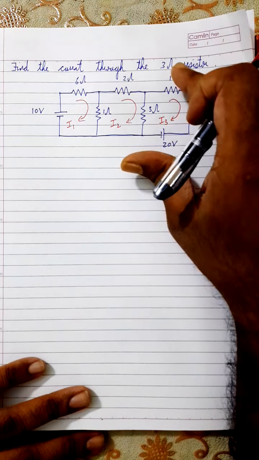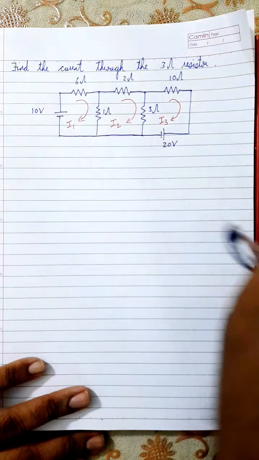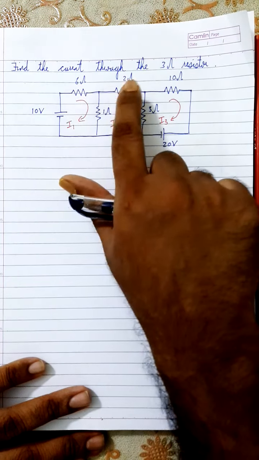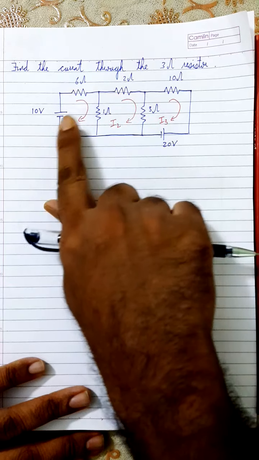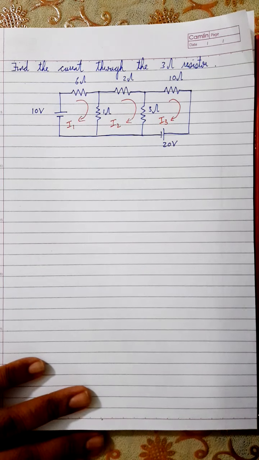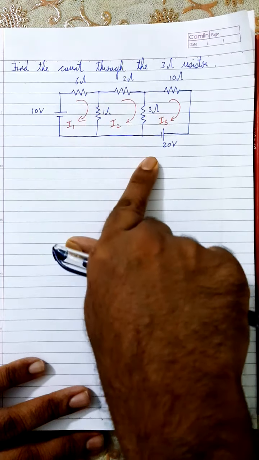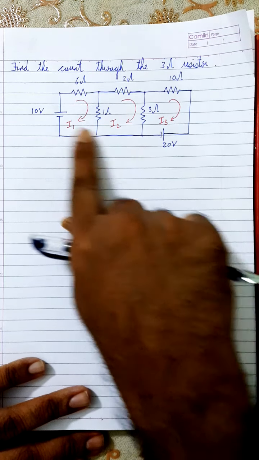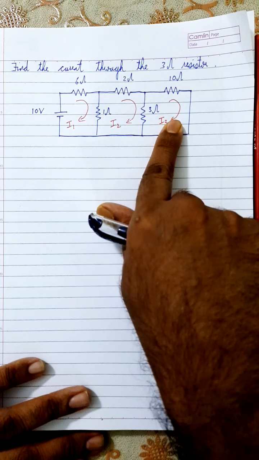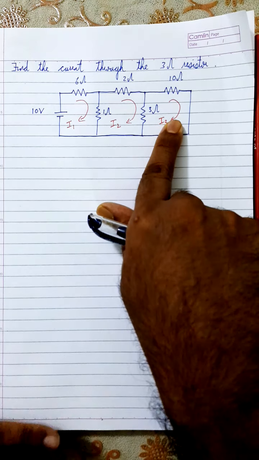In this circuit there are three meshes, and for each mesh I'm going to mark I1, I2 and I3, and all of them are marked in the same direction, clockwise. One thing about mesh analysis is that since I have marked I1, I2 and I3 this way, now I can tell the name of the current in each and every branch, right?